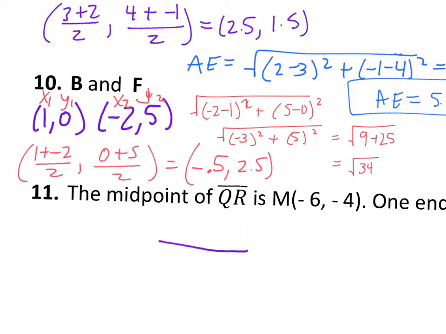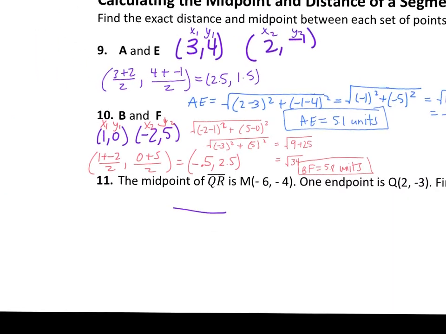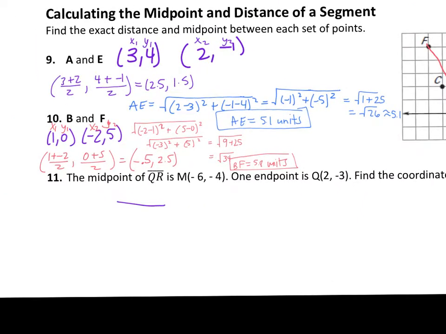So BF equals the square root of 34, which is about 5.8. So you would say it is 5.8 units. So make sure you read directions, especially on the test, because this said to find the exact distance and midpoint between each set of points. You'll be given those formulas, but you still have to know how to use those.